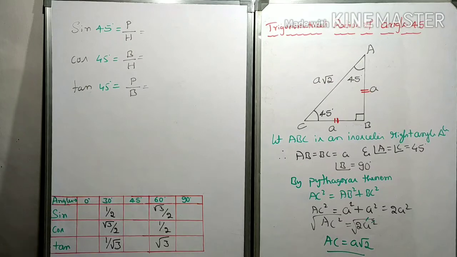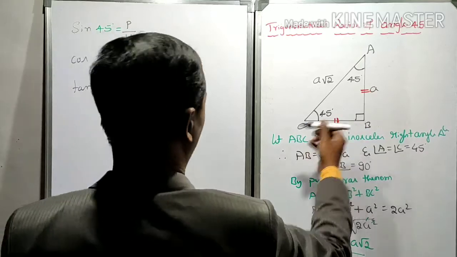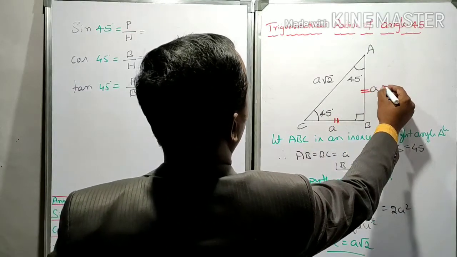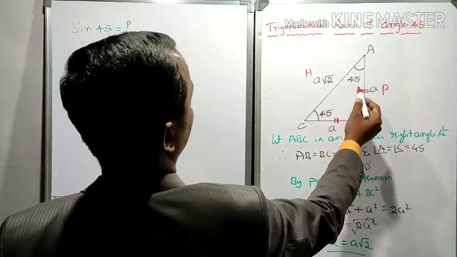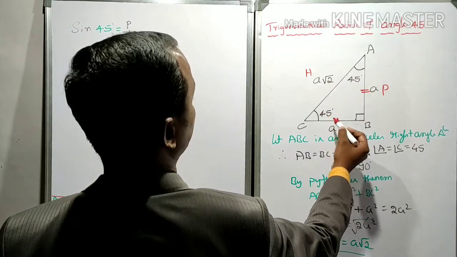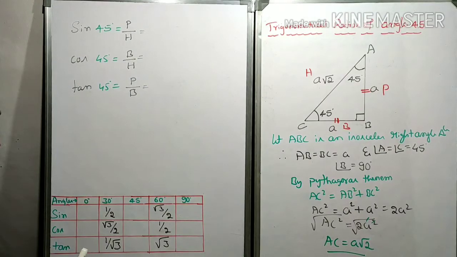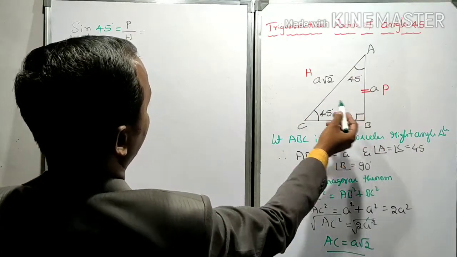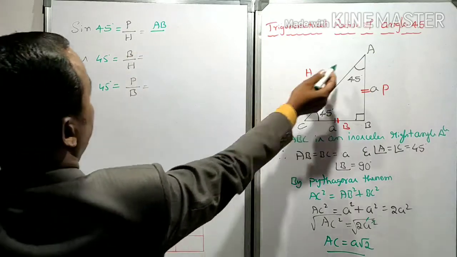Now I will write the sides of this diagram. See, the side opposite to the acute angle we call the perpendicular. The side opposite to 90 degree we call the hypotenuse. The adjacent side of the acute angle we consider the base. PBH, understanding? Now look here: the perpendicular side of this isosceles right angle triangle is AB, upon the hypotenuse side AC.